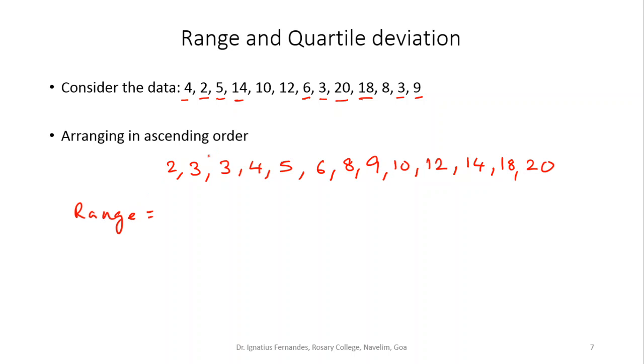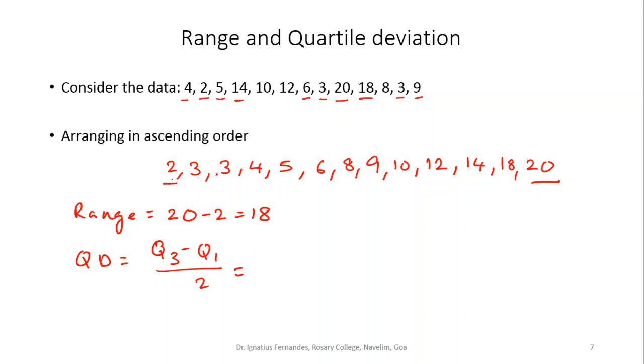While doing that, we have also identified the lowest value and the highest value. So the range is 20 minus 2, that is equal to 18. If I have to find out quartile deviation, quartile deviation is (Q3 minus Q1) divided by 2. So we'll have to locate Q3 and Q1.